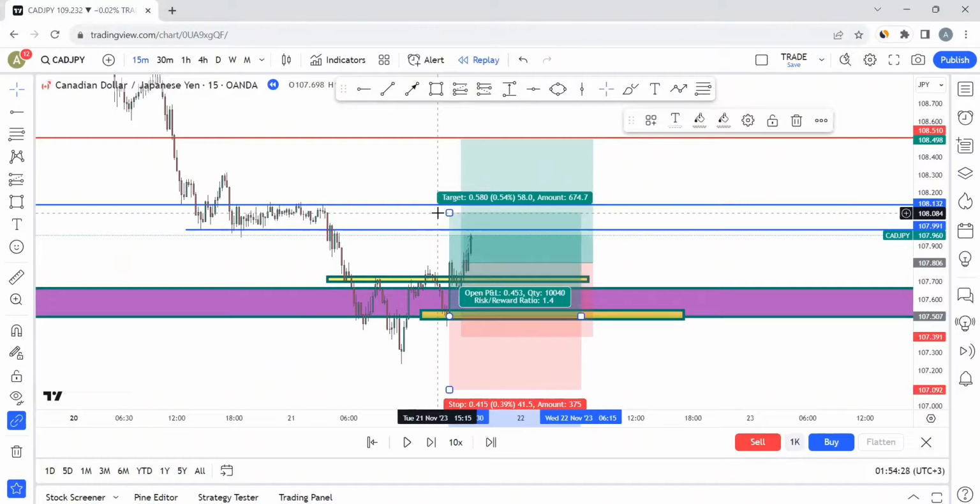I mentioned that clearly. I mentioned that this is your entry type. This is your entry level for scalpers, and this is for intraday. This was our entry level, right? Now, let's see how the trade moves.